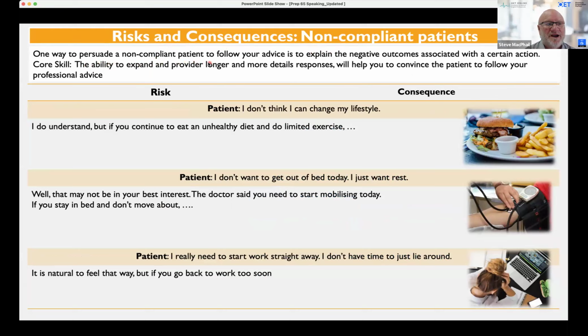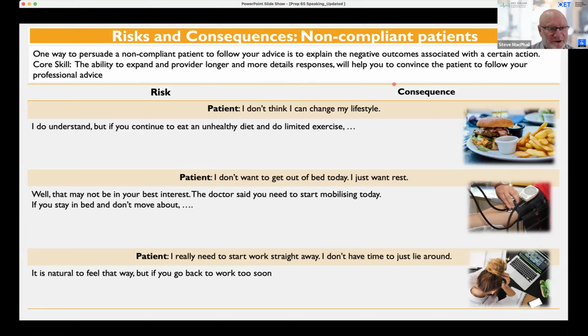Well, one way to persuade them is to explain the negative outcomes associated with a certain action, in other words, a non-compliant action. What's going to happen? You need the ability to expand and provide longer and more detailed responses, which is very good because that increases your talking time, which is very good for your assessment. You need to be able to demonstrate you can string multiple sentences together and this will help you convince the patient to follow your advice.